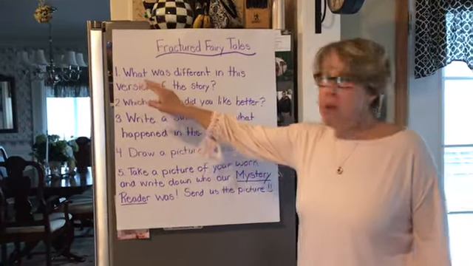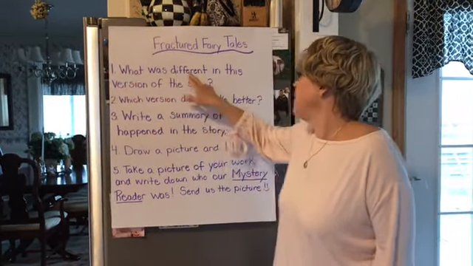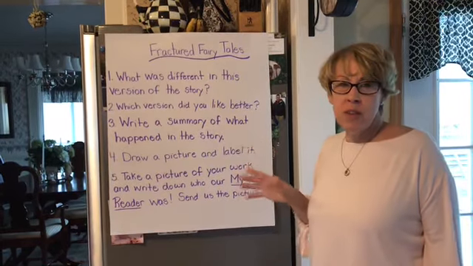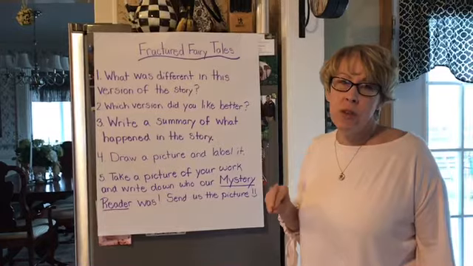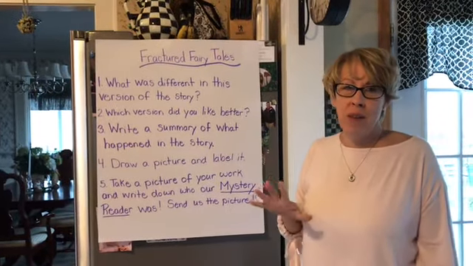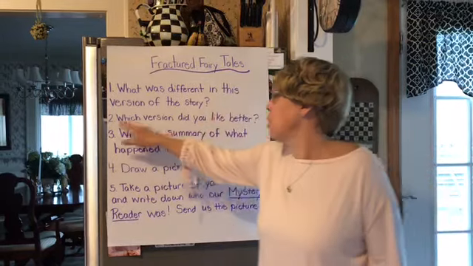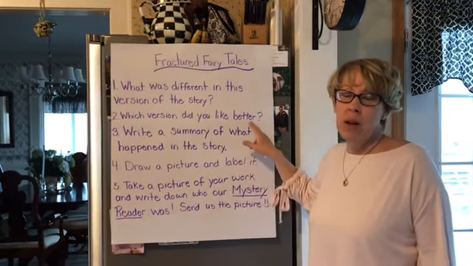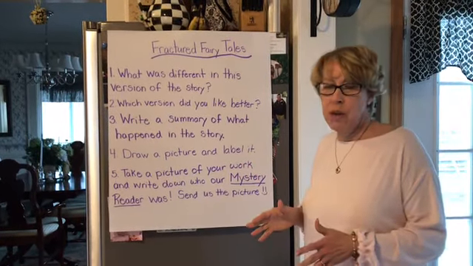So after you hear your story, this is what you're going to do. You're going to get out a piece of paper and you're going to label it. Number one, what was different in this version of the story? So after you listen to the story, think about how this story you just heard was a little different than the original version that you know. Number two, which version did you like better? And tell me why. If you liked the new story you heard, tell me why.